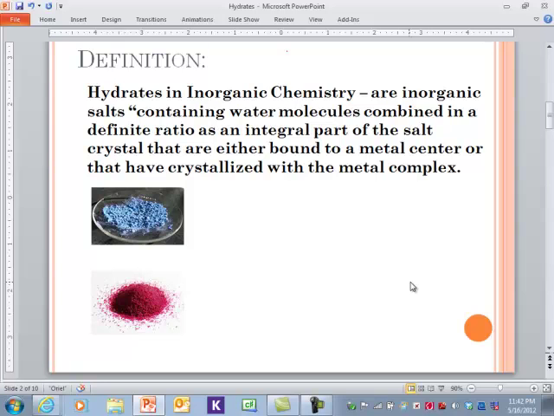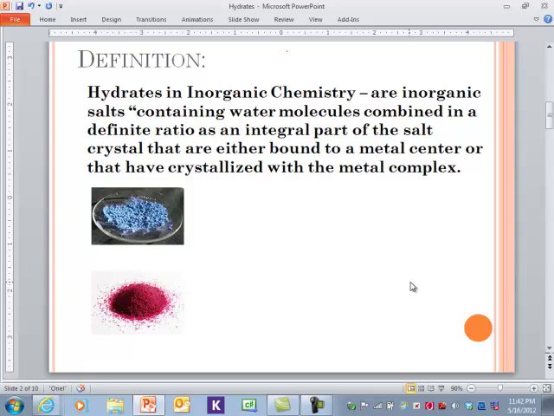So when the inorganic compound starts to crystallize, it generally incorporates some of the water into its crystalline structure, as we stated here, either by direct interaction with the metal center or by being trapped. It will be water trapped inside the cavities of those lattice structures.